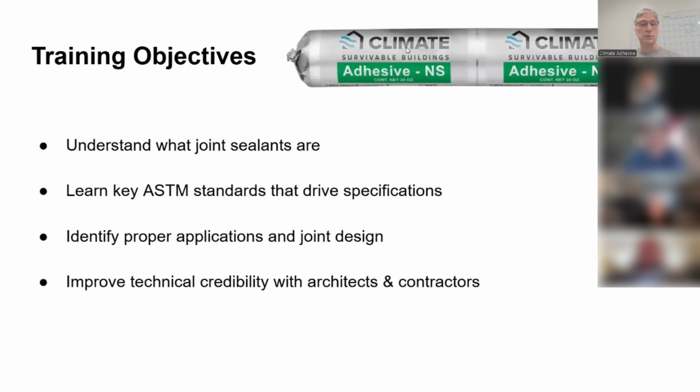Okay. So, some objectives are to understand what joint sealants are, to learn about the ASTM standards. The ASTM standards are what are going to drive specifications, whether it's commercial or residential. And then identify the proper applications and joint designs, and then obviously improve your ability to talk with architects, contractors, stuff like that when you're talking about joint sealants, so that they have the confidence that you know what you're talking about.